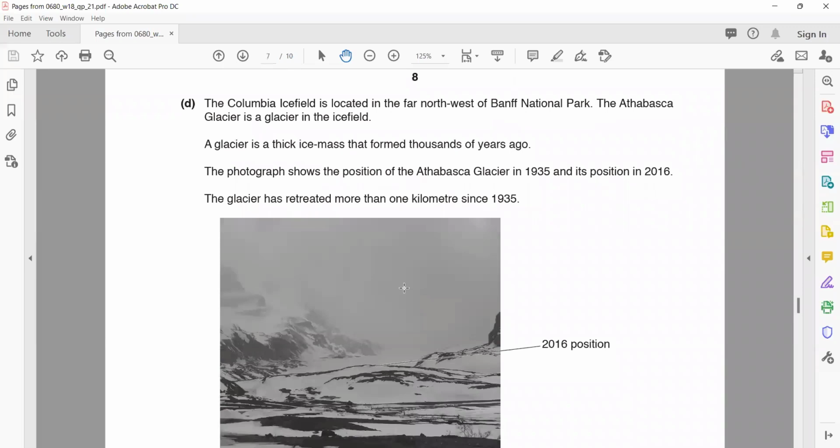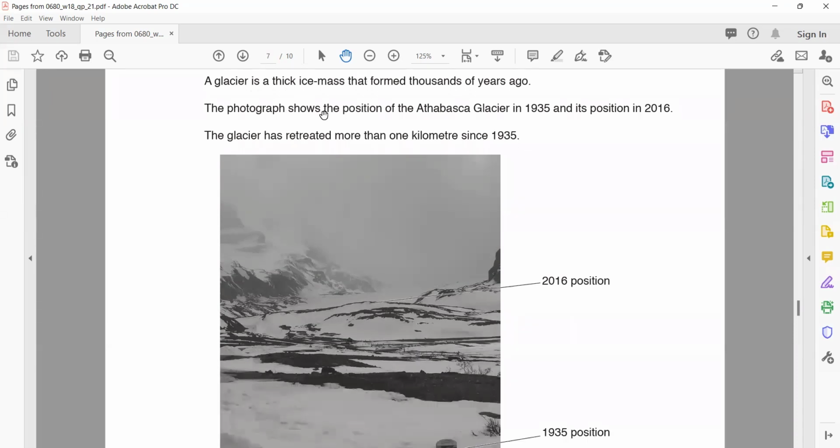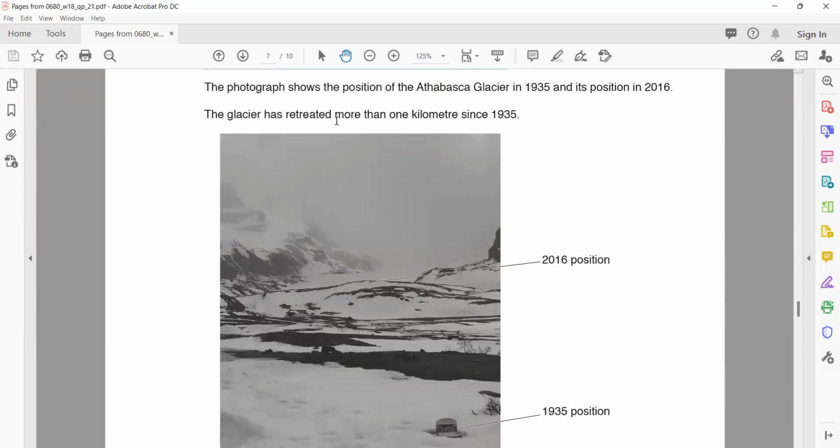After that, they are talking about Banff Park. They're saying that the Columbia Icefield is located in the far northwest of Banff National Park. The Athabasca Glacier is a glacier in the ice field. A glacier is a thick ice mass that formed 1,000 years ago. They're telling the definition of the glacier here. The photograph shows the position.